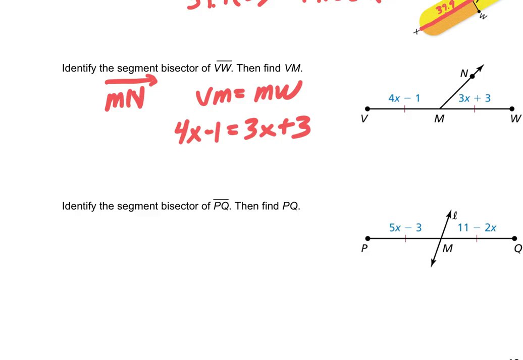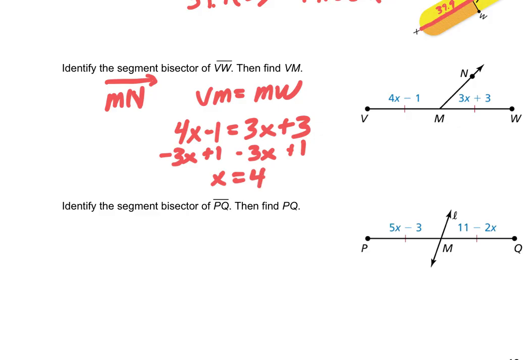Okay, there's going to be a lot of solving of equations this year in geometry. You might have thought, oh, I'm out of algebra, I'm done with it, right? Nope, we're just getting started. So we're going to get x together. Subtract 3x. We're going to add 1. We get x equals 4.